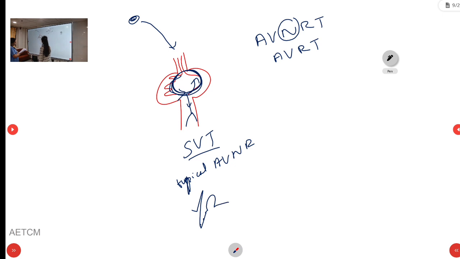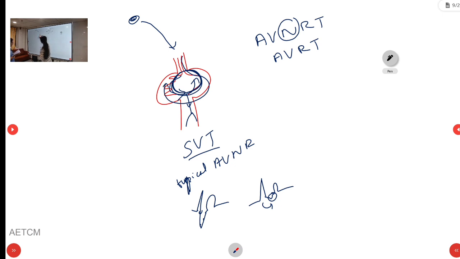Okay. And where will you see the P wave? Either you won't see a P wave or it will be inside the QRS. Okay. Inside the QRS. That is typical. Sometimes you will see, so this is the QRS complex, and we will see a P wave which is far from the QRS. This is called an atypical AVNRT. That is usually happening when the fast pathway is activated and the re-entrance happens in the opposite direction.